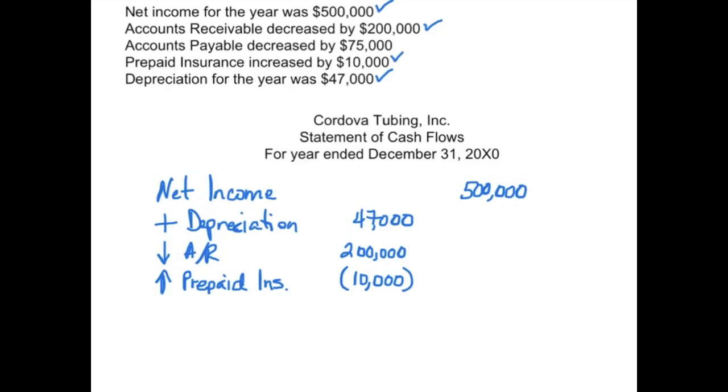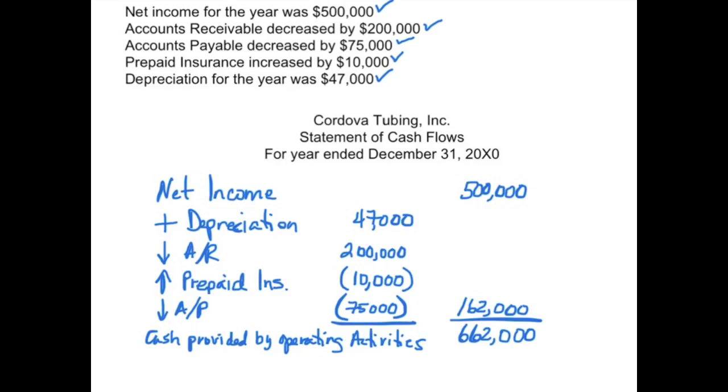Now I will move to our current liabilities and start analyzing those. Here we only have one current liability. It's accounts payable. And the description is that accounts payable decreased by $75,000. So accounts payable are monies that we owe for the purchase of inventory or a bill received. And when they decrease, that means we paid money toward that debt. So that means cash will decrease on the statement of cash flows.